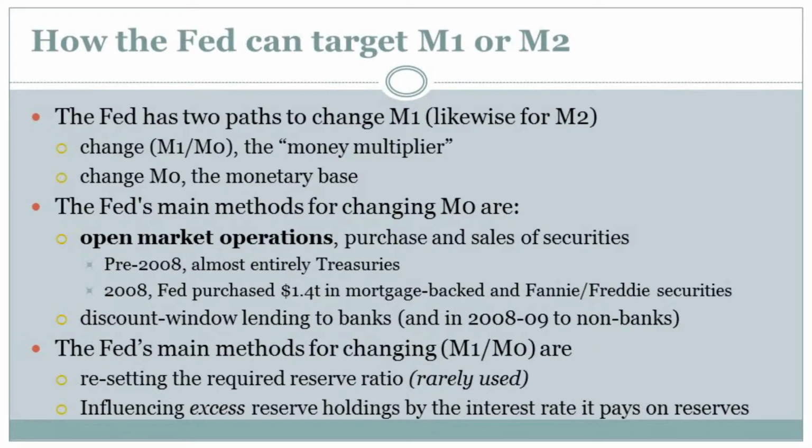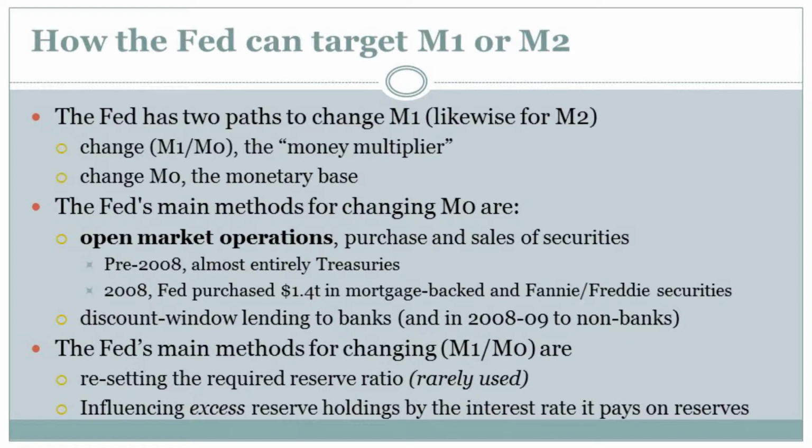So the Fed can control or target M1 or M2 if it wants to. It can do it by controlling the monetary base, and it has some influence on the ratio between the broader monetary aggregates and the monetary base. It can change the monetary base by buying securities, as I just showed you. And as I said, they used to buy almost entirely treasuries. In 2008, they bought $1.4 trillion in mortgage-backed securities, so that was a change.